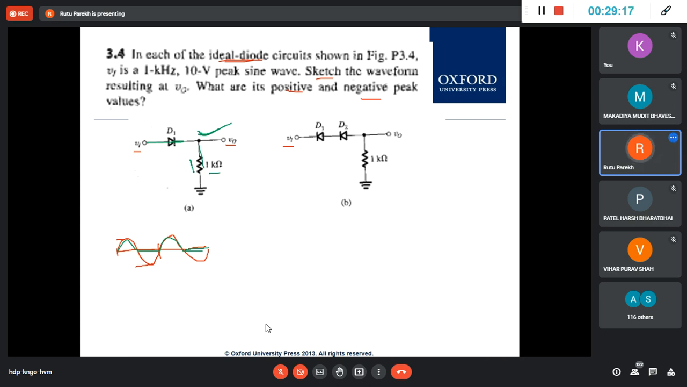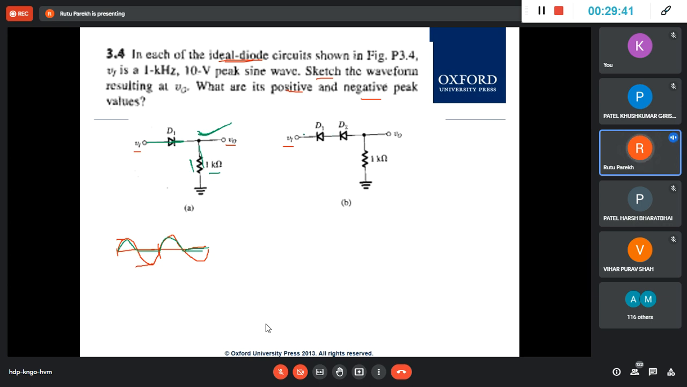R will remain same. If I ask you I, that's what I'm telling you. I will change as per the voltage here. If it is 2 volt, then 2 upon 1K. If 3, then 3 upon 1K, and so on.